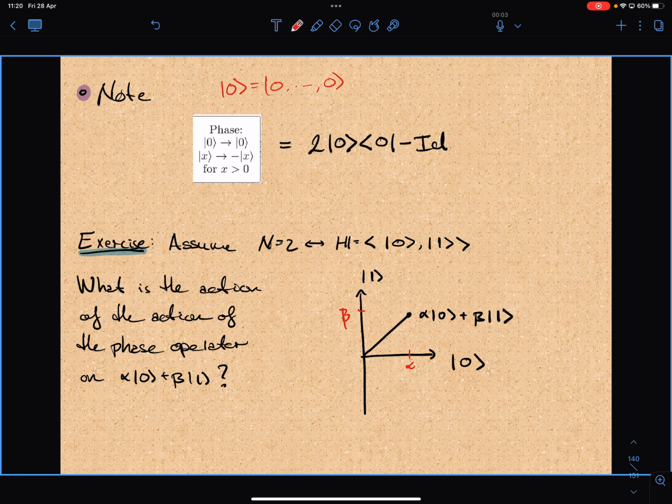Graphically, I want to know what the action is. What does it look like? So I'll give you a second to work on that.